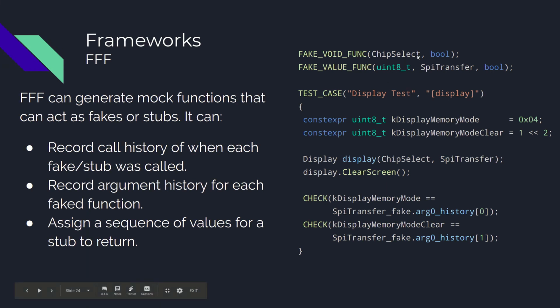Here we have this chip. It's a display that takes a chip select and a SPI transfer function, and here we're basically just passing these objects or these functions into this area here. Then we can check to see if this structure gets generated. When you do this, it generates a structure called SPI transfer underscore fake, and then it has a table within it called arguments, argument 0 history, and checks to see, after every single call, on call 0, does this equal SPI display memory mode? On the second call of this, here you see if k display memory mode clear was used. And that happens right after the clear screen. So we expect that after we construct this object and we do clear screen, that these two will have been passed into the SPI transfer function.